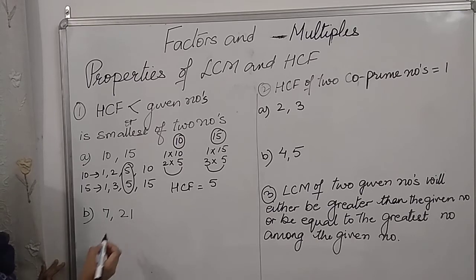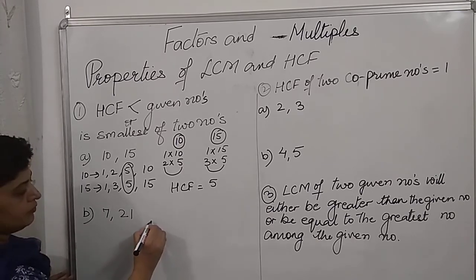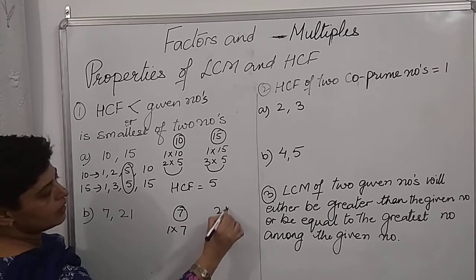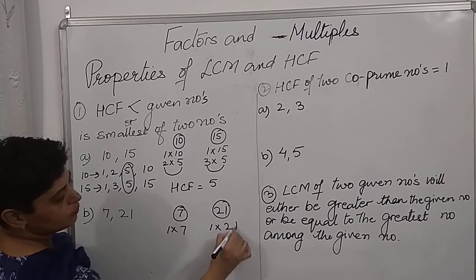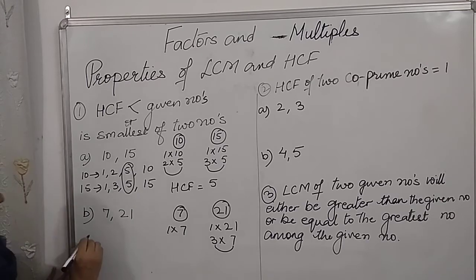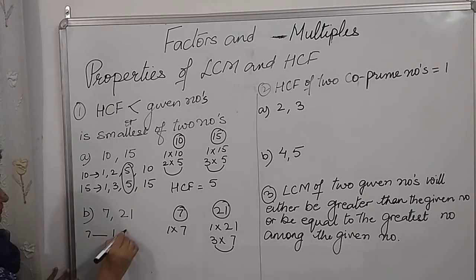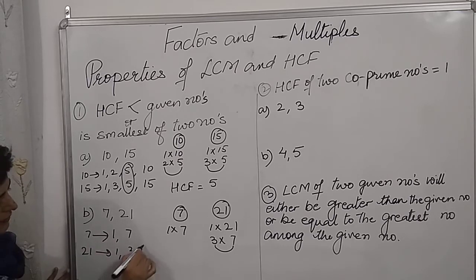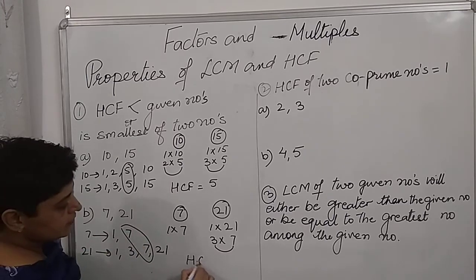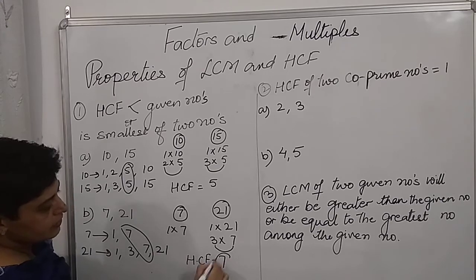Now in case of 7 and 21, 7 is a prime number. So the only factors of 7 will be 1 into 7, and for 21 it will be 1 into 21, 3 into 7. It will come in the table of 7. So for 7, the factors are 1 and 7, and for 21 the factors are 1, 3, 7 and 21. So in this case the common factor is 7. So HCF is 7.